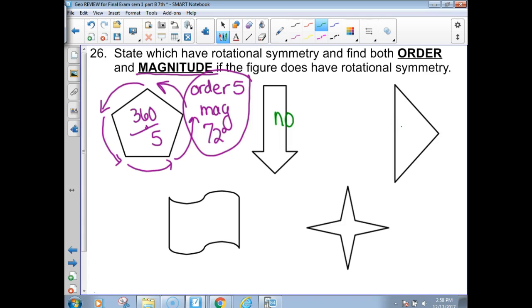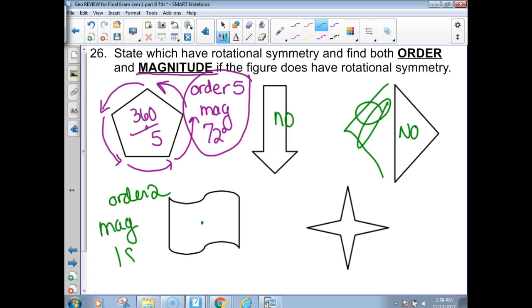All right. So this does not have any. You can't rotate it without going 360 to get it to land on itself. If you rotate it at 180, it's just going to turn that way. Okay. No. All right, what about this thing? Does it have pieces that match in some way so that you could spin it? Would it look the same upside down as it does right side up if you went that way? Yep, this has order 2. And that means the magnitude is 360 divided by 2, so you should have magnitude 180 degrees.